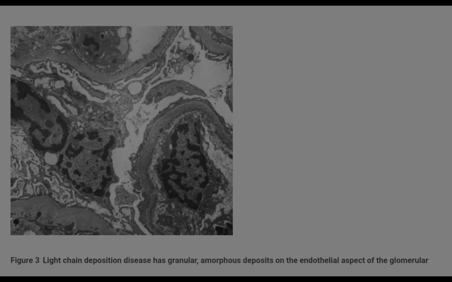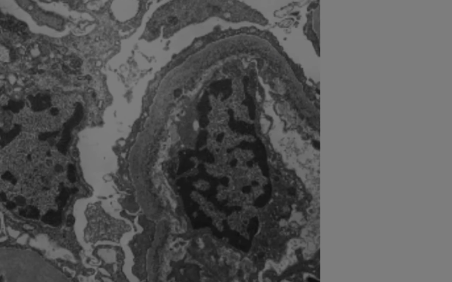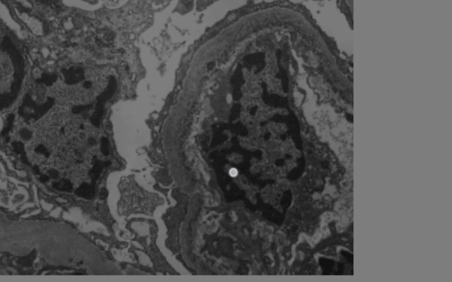This is an image of light chain deposition disease, which has granular amorphous deposits on the endothelial aspect of the glomeruli. Basically, this is an image of a glomerulus, and in the glomerulus light chain deposits will be seen, and this is seen in cases of multiple myeloma. Light chain deposits on the endothelial surface.